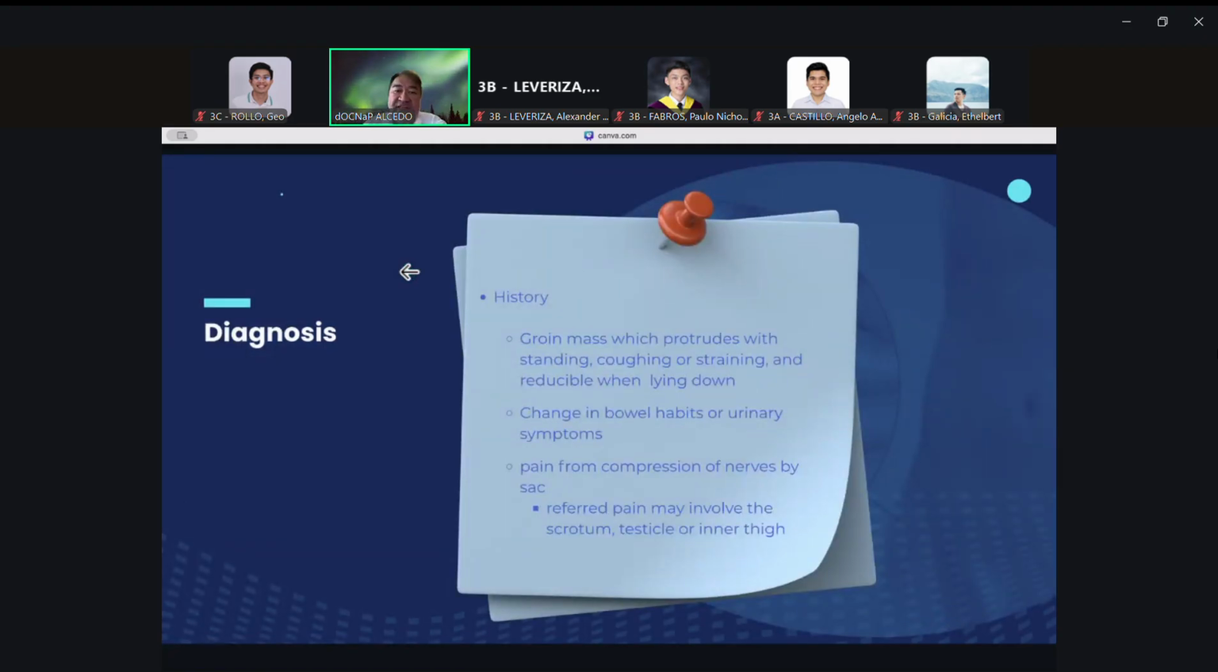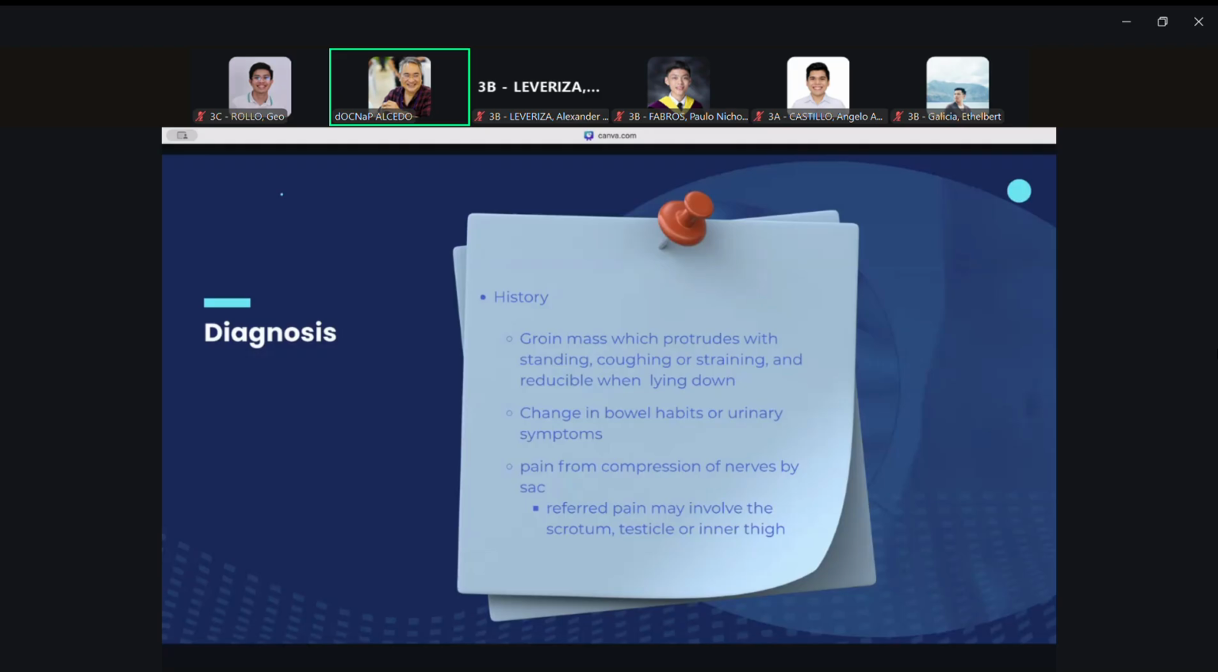So, history: a groin mass which protrudes with standing, and of course is aggravated by straining. Initially, hopefully, it is still reducible when you ask the patient to lie down, and sometimes when you ask the patient to assume the Trendelenburg position. Also very important in the history is to look for any changes in bowel habits, especially constipation and worsening obstruction with abdominal distension.